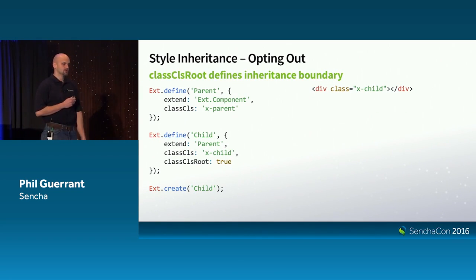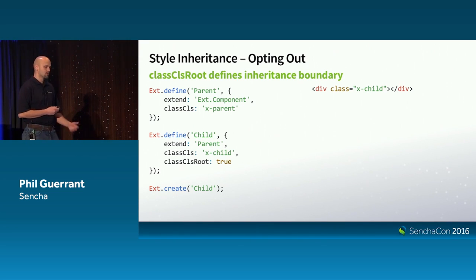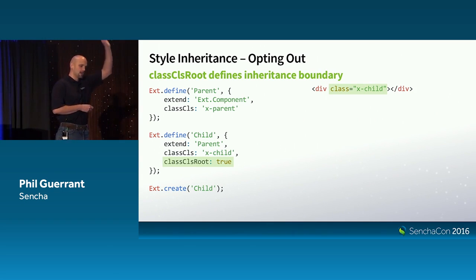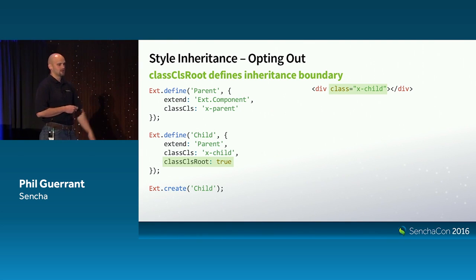So classClsRoot is a way you can opt out of this inheritance if you need to. This is more of an edge case. In most cases, you always want to inherit the styling, but if we set classClsRoot to true, we can say, no, please don't give me the classCls from my parent and its parent and so on. So this approach allows us to naturally inherit styling throughout the DOM hierarchy using the CSS cascade without playing any special tricks.